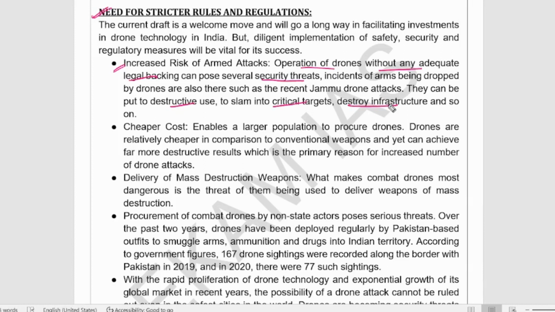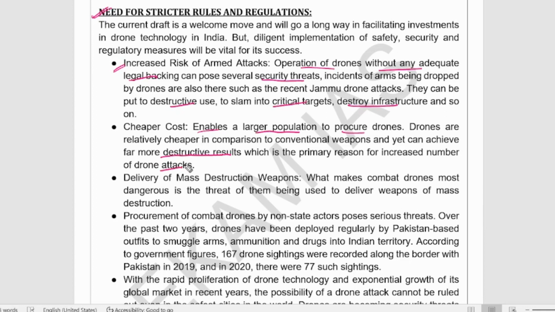Also, because drones can be procured at a very cheap cost, a larger population can acquire them. Drones are comparatively cheaper than conventional weapons, and yet they can achieve far more destructive results than conventional weapons. This is one major reason why there has been an increased number of drone attacks.